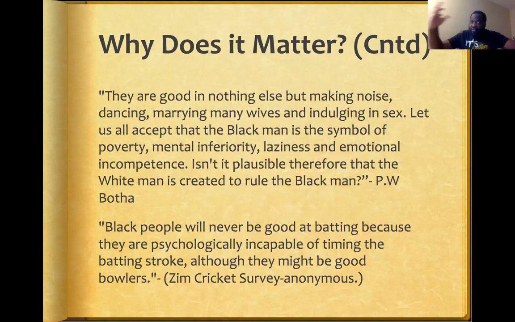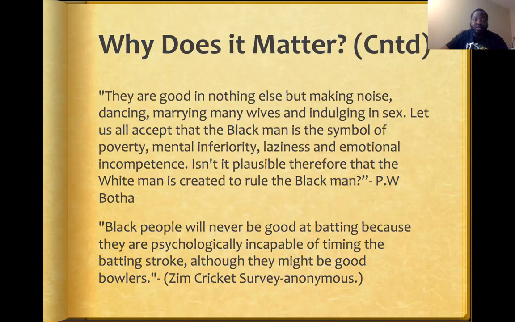But in 2000, there's a shift and a lot of black Zimbabweans are starting to play and breaking into the team as well. And when these allegations were made, consultants came in and delivered this survey, and one of the responses that came up was that black people will never be good at batting because they are psychologically incapable of timing the batting stroke, right?